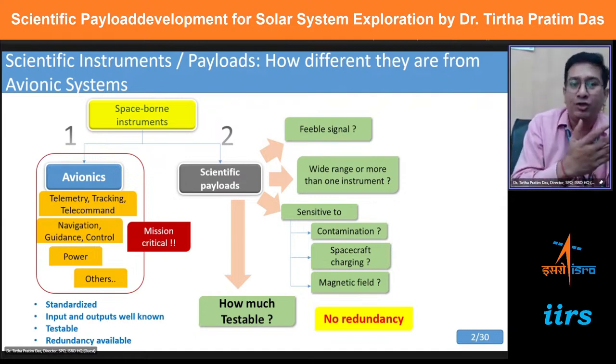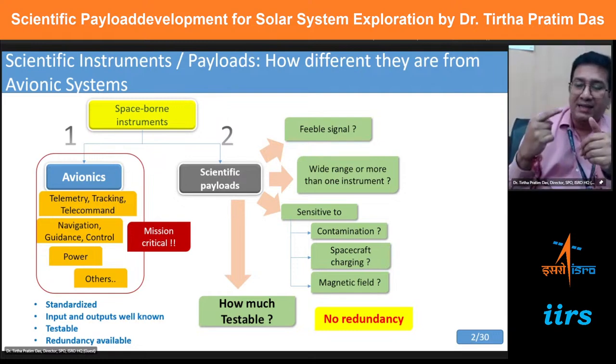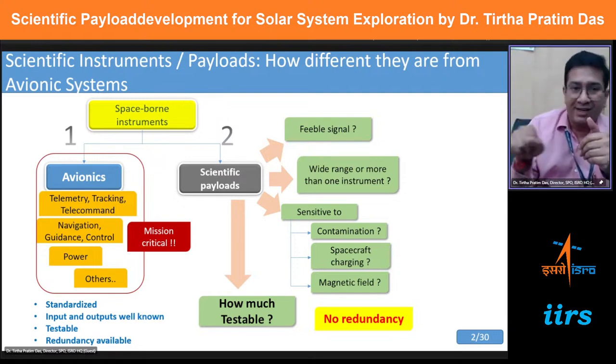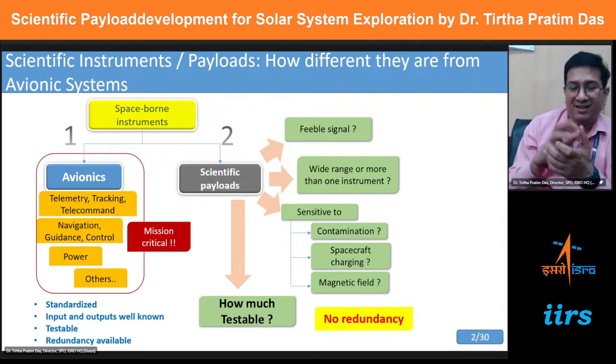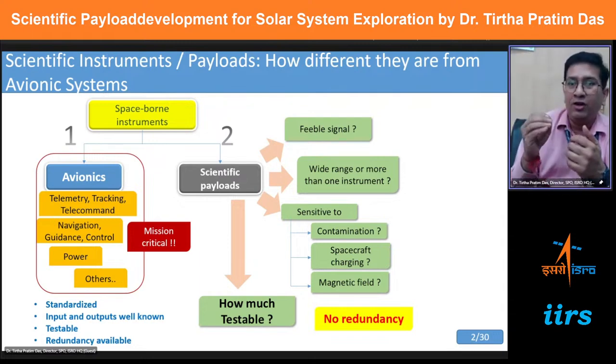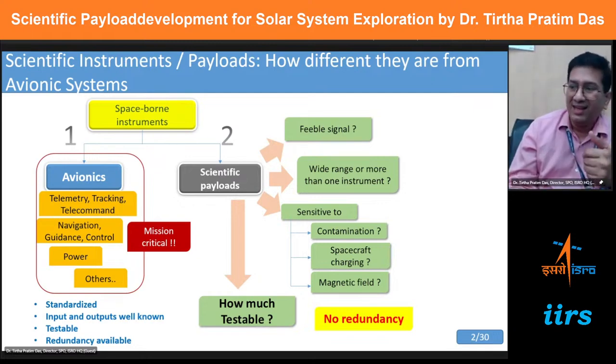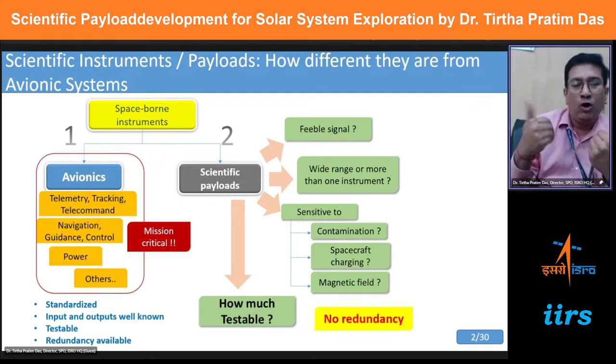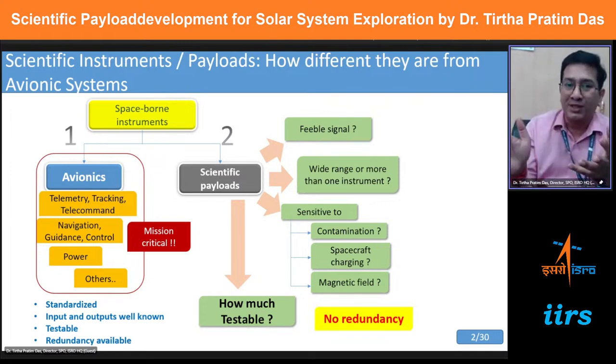So there are certain sensitivities which are typical problems of a scientific payload. Avionic systems do not have to do anything with this. How much testable? You can test an avionic system completely, but the case may not be the same for scientific instruments. It may not be fully testable. And one important point you have to note, there is no redundancy in general for any scientific instruments, because they are not considered as mission critical. So I hope I could explain to you the basic differences between these two categories of instruments.